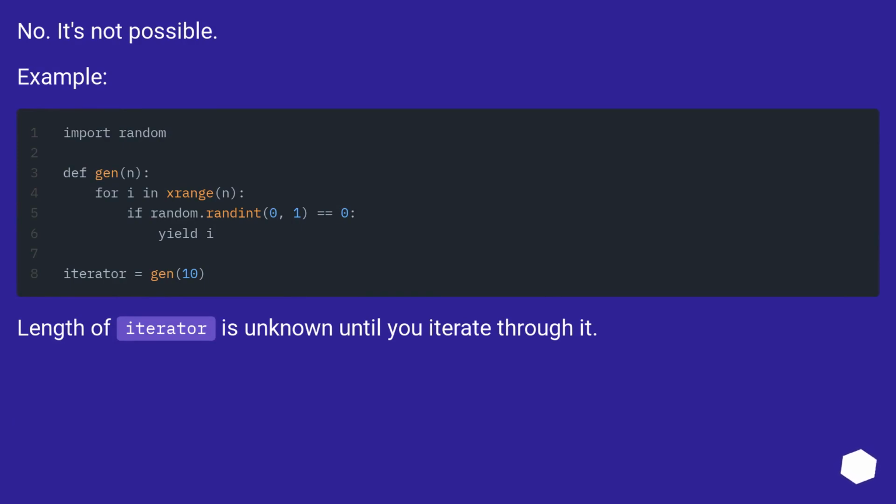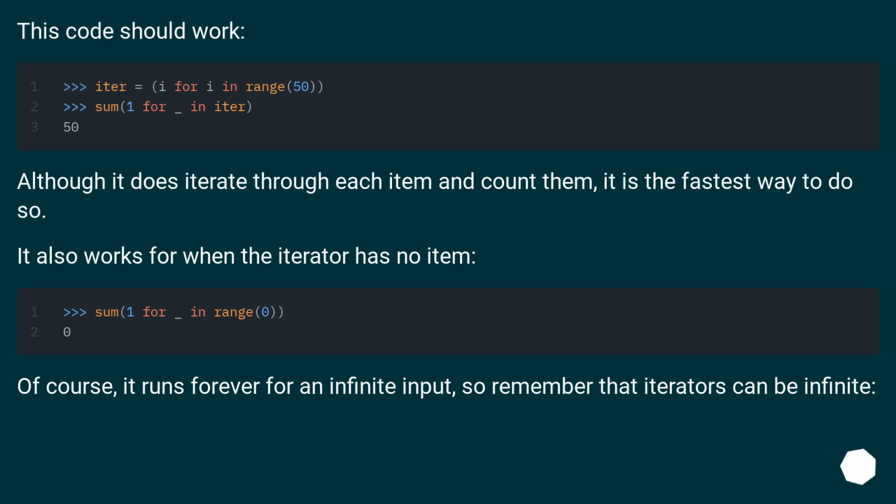Length of iterator is unknown until you iterate through it. This code should work. Although it does iterate through each item and count them, it is the fastest way to do so. It also works for when the iterator has no item. Of course, it runs forever for an infinite input, so remember that iterators can be infinite.